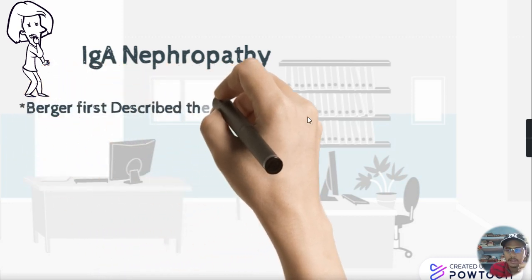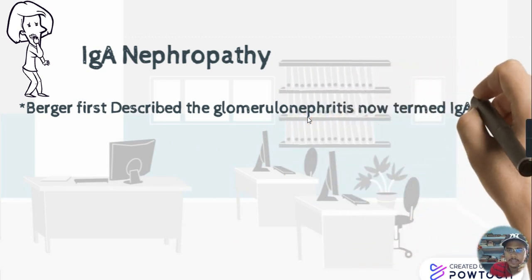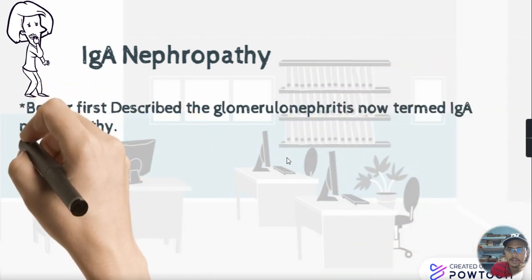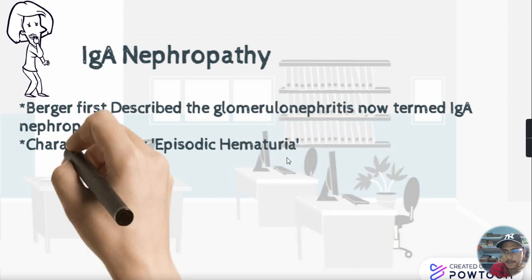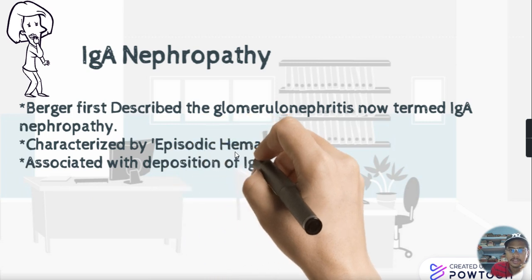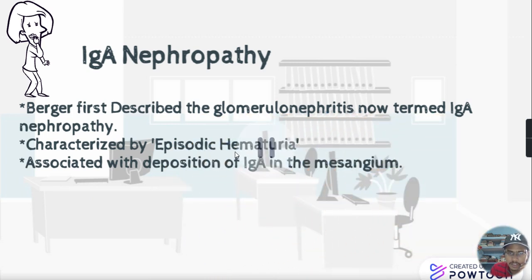Now, Berger first described a glomerulonephritis, and now we call it IgA nephropathy. It is characterized by episodic hematuria. So what is hematuria? Hematuria is the presence of blood, that is RBCs, in your urine. If there are more than 5 RBCs in your urine, it is called hematuria. In IgA nephropathy there is recurrent episodic hematuria, and it is also associated with the deposition of IgA in the mesangium.